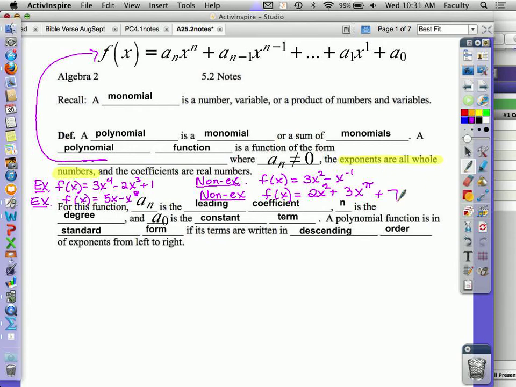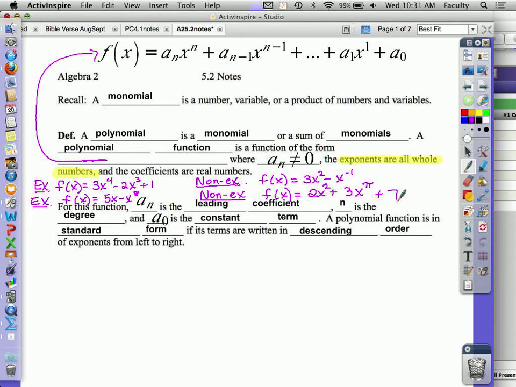What's wrong with this second non-example, Henry? The pi. Pi is an exponent, and that's not a whole number, okay? All right. Then in the next set of definitions, it says for this function, a sub n is called the leading coefficient, and n is the degree.